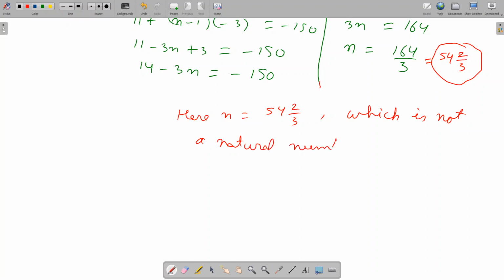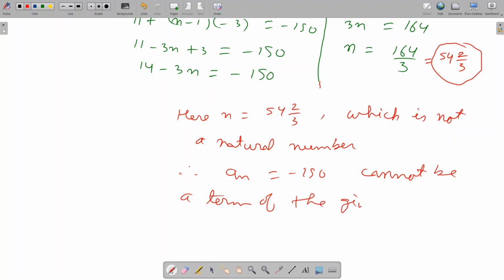Therefore, we can say that minus 150 cannot be a term of the given AP. So in any question of this type, if we are getting the common difference either negative or 0 or in fraction, in all these three cases whatever number is given to us will not be a term of the given AP. Question number 10.